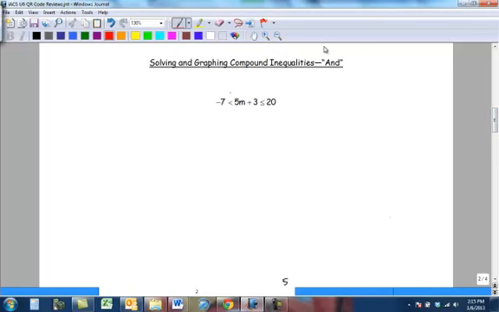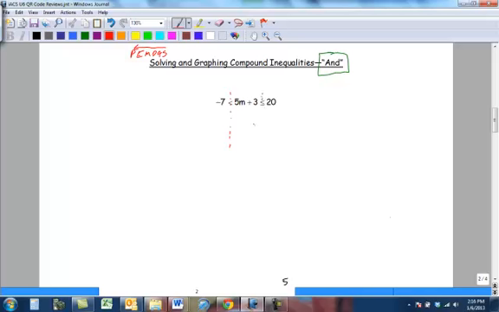All right, solving and graphing compound inequalities. This section is going to focus on the word and. Now, in order to solve, we're going to solve just like we always do, except we're going to do PEMDAS in reverse, going backwards. The only thing is that if there's two inequality symbols in one line, this is an and problem.